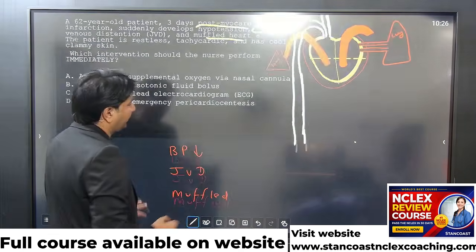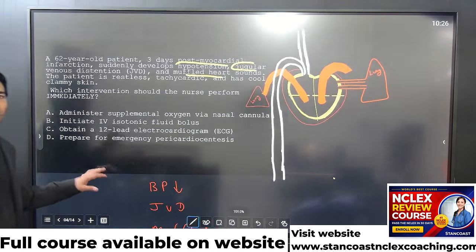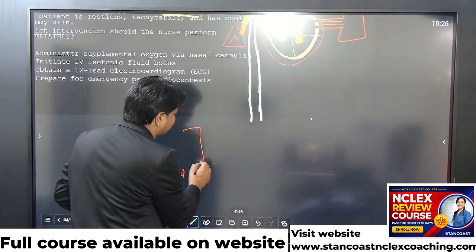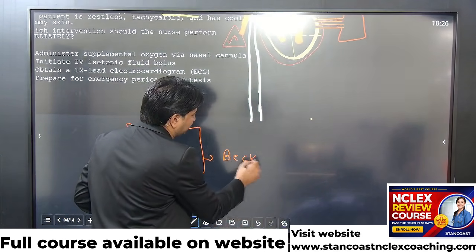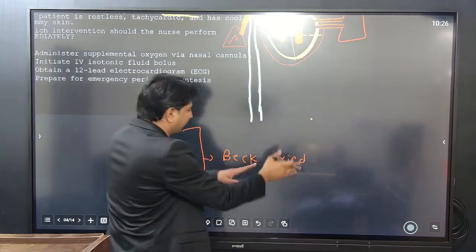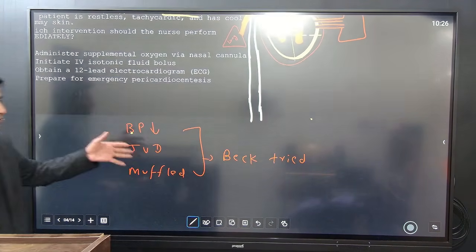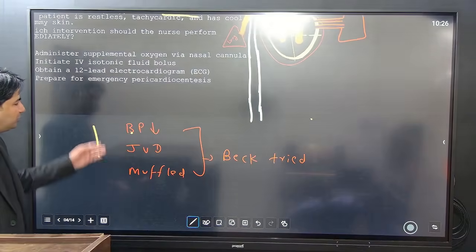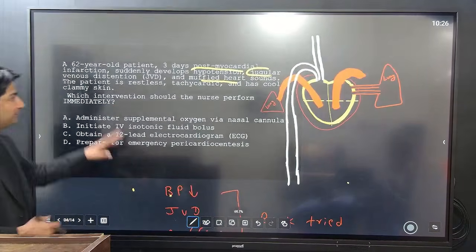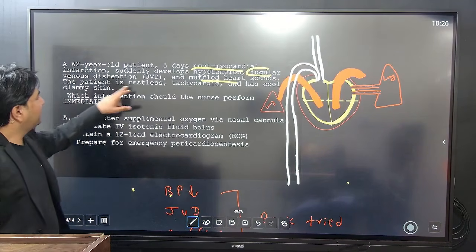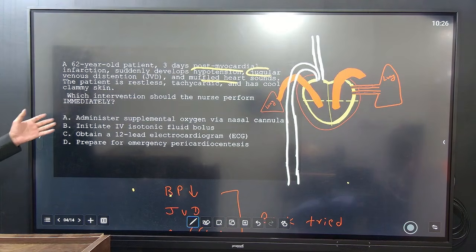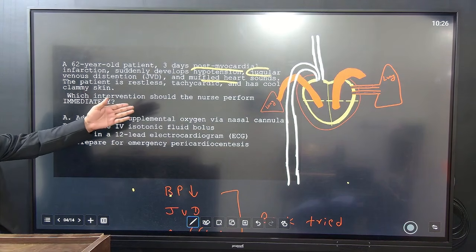And these 3 things, whenever they occur together, we call them Beck's triad. Triad means 3, and Beck is the name of the scientist who described it. So it's called Beck's triad. So this patient, an MI patient, has Beck's triad right now. The patient is restless, has tachycardia, and has cool, clammy skin, because the patient has hypotension, which causes cool, clammy skin.